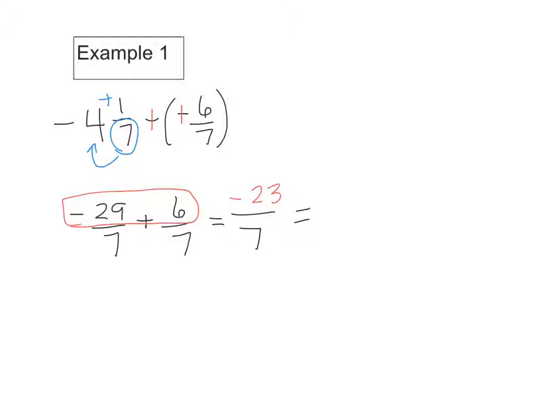So 7 will go into 23 3 times. So I have negative 3. 7 times 3 is 21. So 23 minus 21 is 2. So my remainder is 2, which I write as a fraction. So my answer would be negative 3 2/7.